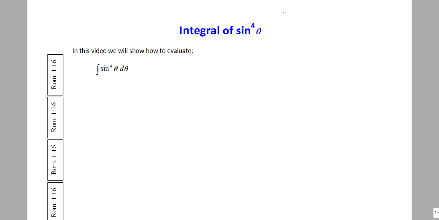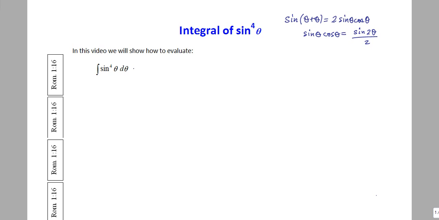Let's recall some things that we will need. For example, the sine angle sum formula: sine of a plus b is sine a cos b plus sine b cos a. So in particular, sine of theta plus theta is sine theta cos theta plus sine theta cos theta. That's really 2 times sine theta cos theta. If you solve for sine theta cos theta, you divide both sides by 2, and you get sine of the double angle over 2.